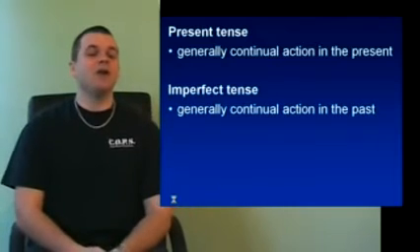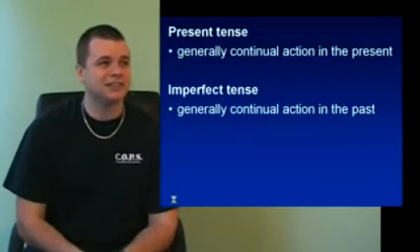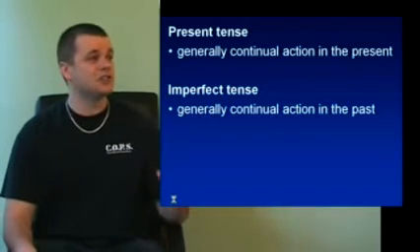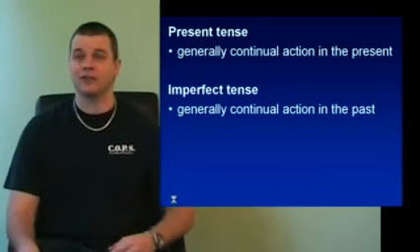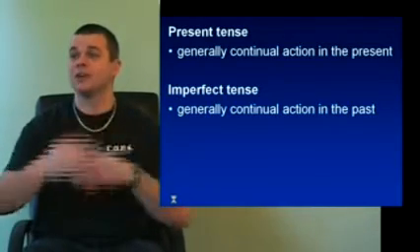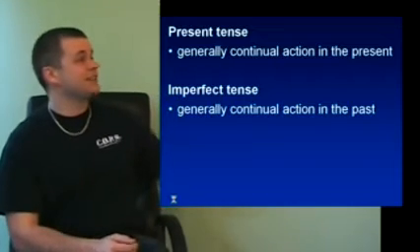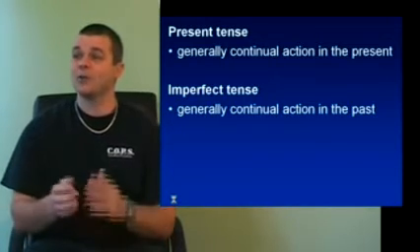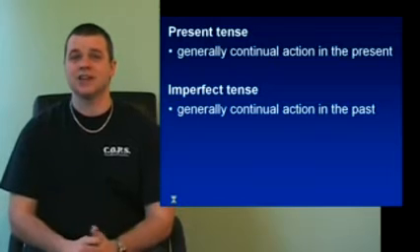Now we've got the imperfect tense. Now the imperfect tense is similar, very similar to the present tense, because again, it's generally a continual action, something that keeps on going, okay? But generally, it's in the past time. So a minute ago, I was clapping. Guess what tense that is?